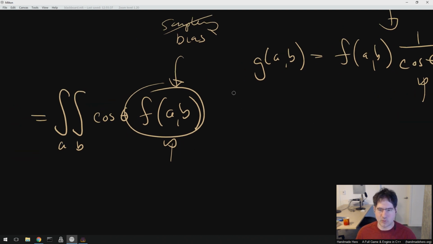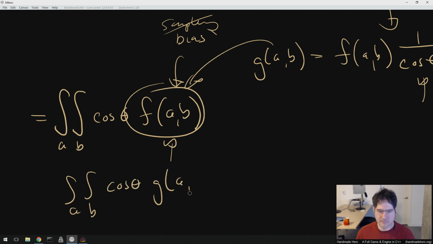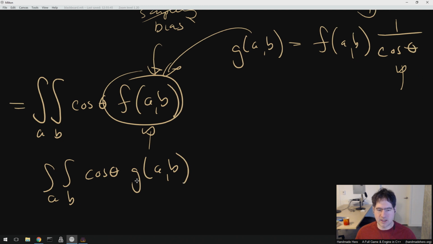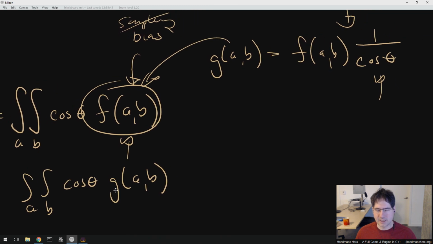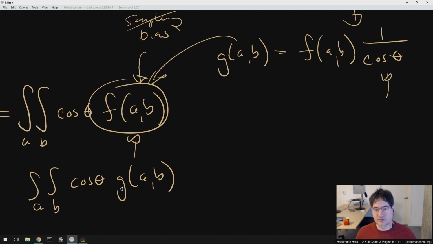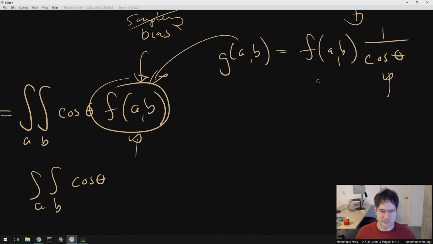Then you could see that when you substitute this in, right? I guess that's not exactly the right way I should have written it. Let me write that slightly differently.